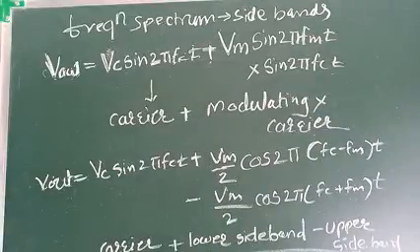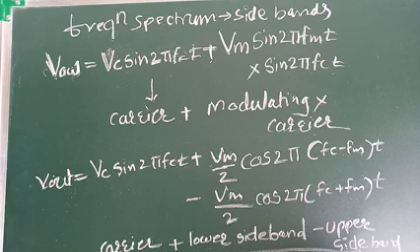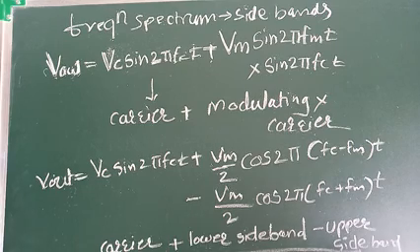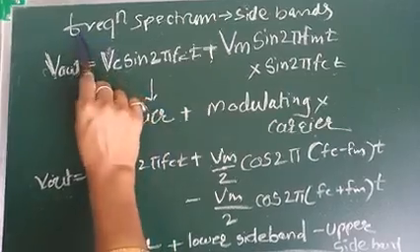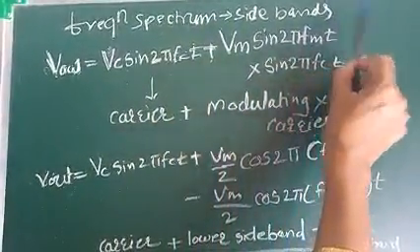Hello friends, in the last video we learned about the amplitude modulation definition, waveforms of amplitude modulation and the mathematical expression of amplitude modulation. So the next point of this chapter is frequency spectrum or side bands. This is what frequency spectrum or side bands in amplitude modulation.